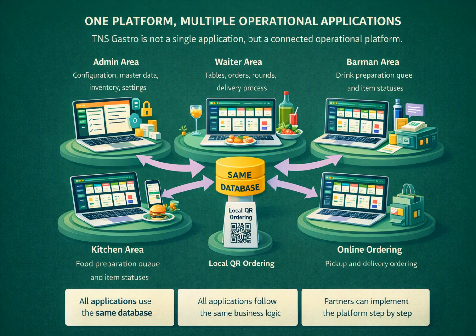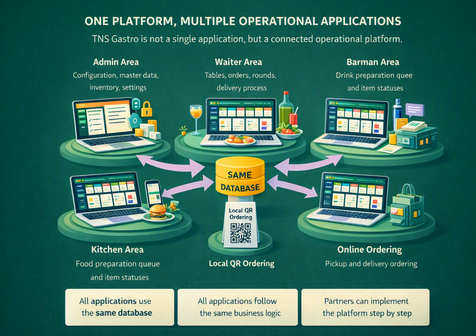The sixth application is the online ordering system. This is the restaurant's online ordering platform for pickup and delivery. Customers access it through the restaurant's website or link. Even if it serves a different business scenario, it uses exactly the same products, pricing, and operational rules as the local QR ordering system. These are not independent systems. They are different operational interfaces built on the same platform. They share the same master data, the same workflows, and processes.